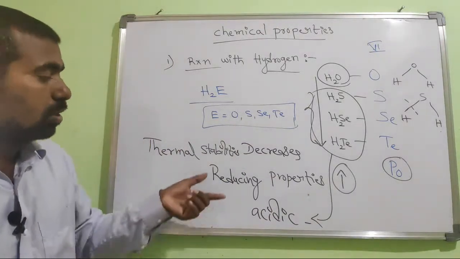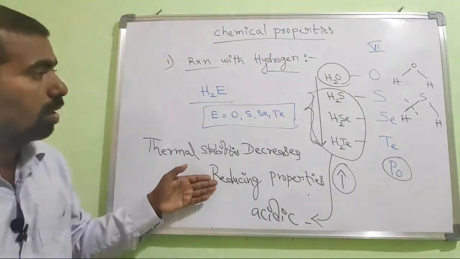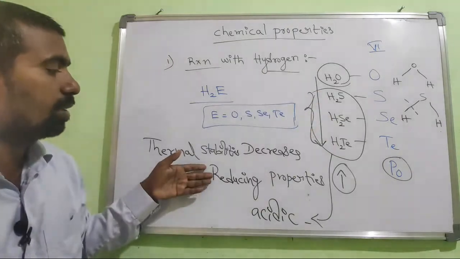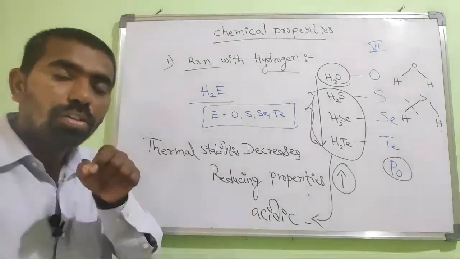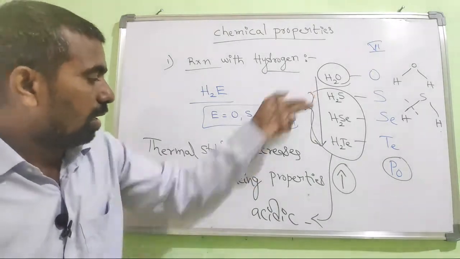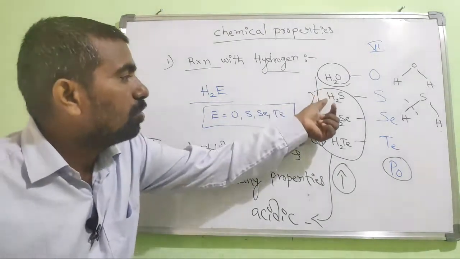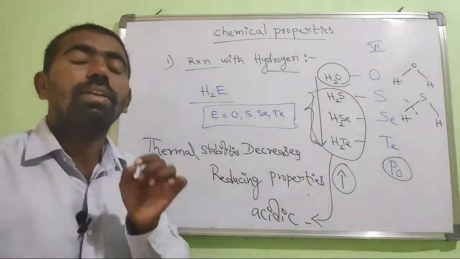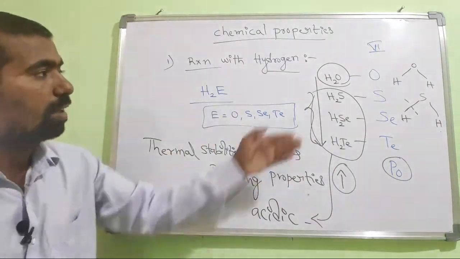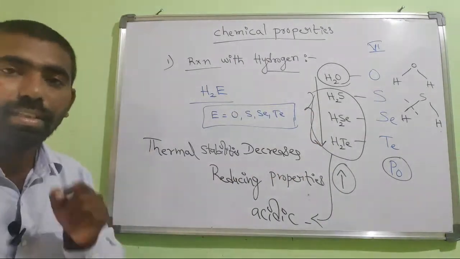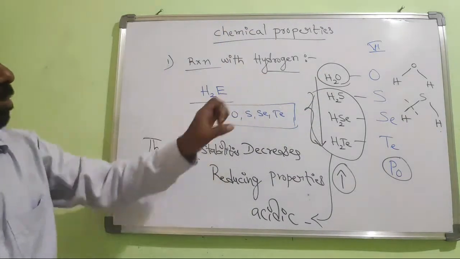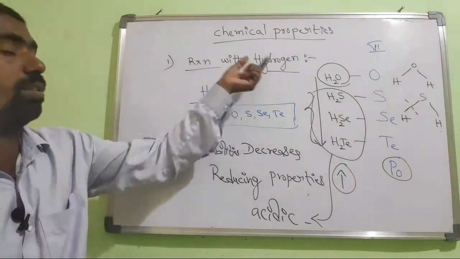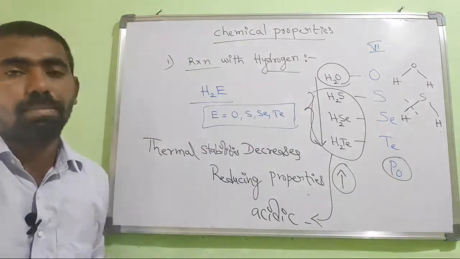And other than H2O, these molecules exhibit reducing properties. Due to the decrease in bond dissociation enthalpies, the reducing properties of these compounds also increase from top to bottom, and these compounds exhibit acidic character other than the water molecule. So this is about the chemical property with hydrogen of 6A group elements.